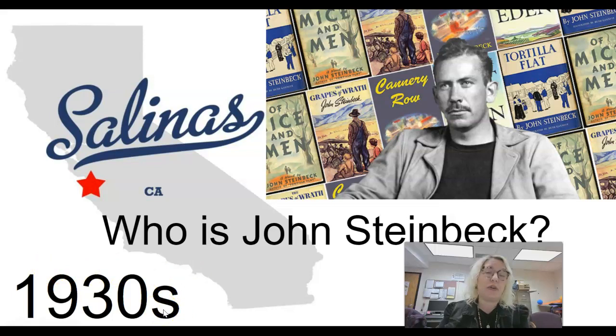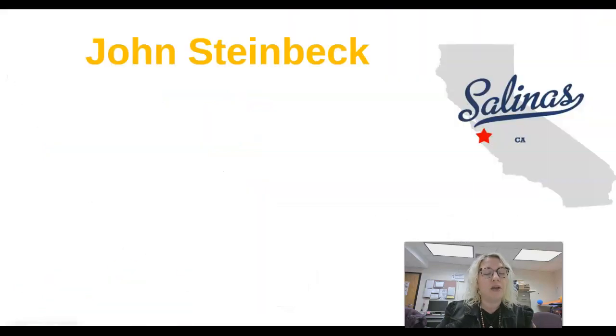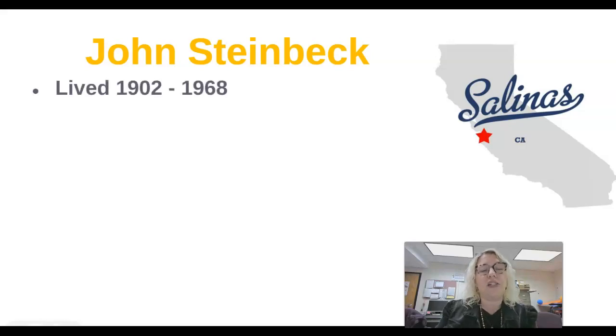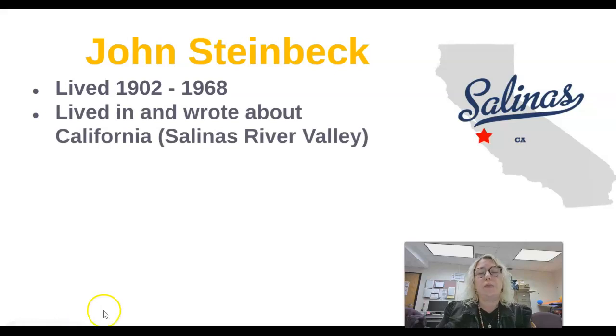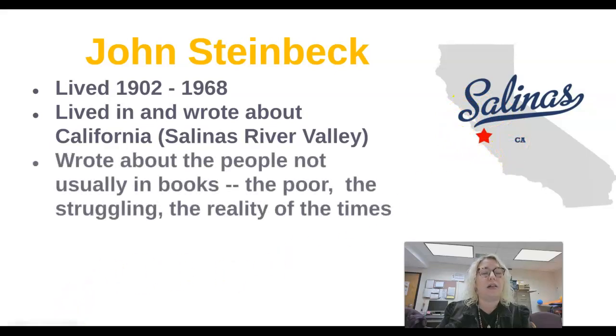So we've moved from A Raisin in the Sun, which took place in the 1950s in Chicago, Illinois, to 1930s California. All right, let's learn a little bit about this John Steinbeck. You've probably heard of him. He's one of the most famous American authors. He lived from 1902 to 1968. And he spent most of his time writing about this area, the Salinas River Valley in California.